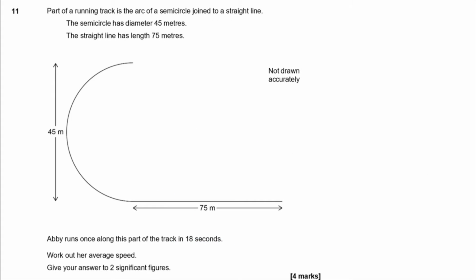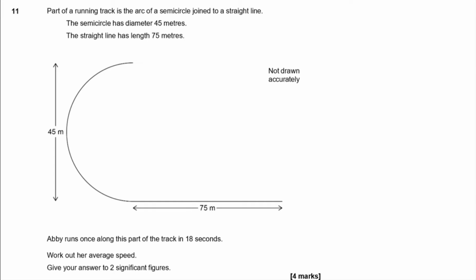Question 11. Part of a running track is the arc of a semicircle joined to a straight line. The semicircle has a diameter of 45 meters. The straight line has a length of 75 meters. Abby runs once along this part of the track in 18 seconds. Work out her average speed. Give your answer to 2 significant figures.